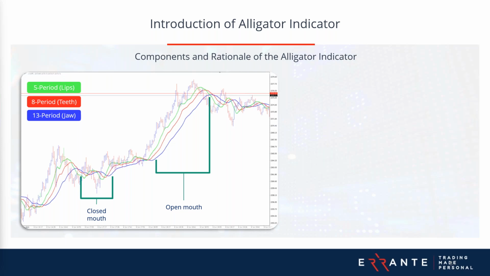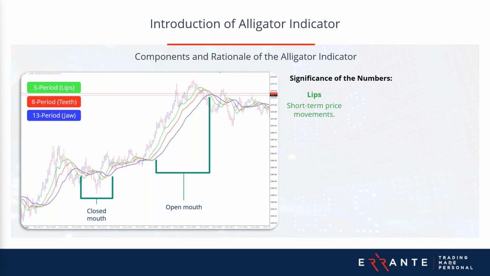Now we want to understand the rationale behind its unique setup. Why do we have this? Let's talk about the significance of the numbers used in the alligator indicator. The alligator is composed of three smoothed moving averages, as we mentioned, with periods of 5, 8, and 13. And these specific periods are chosen because they are part of the Fibonacci sequence.